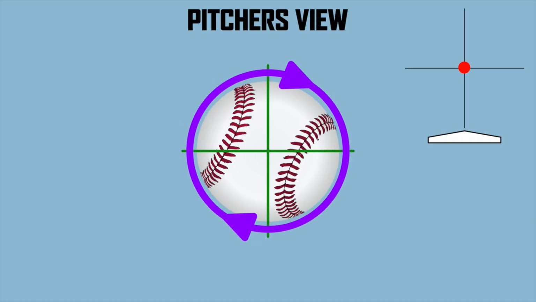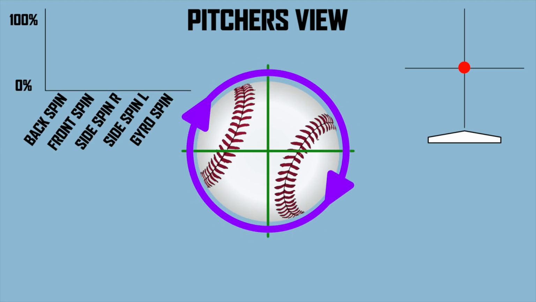Similarly with a bullet, it spins around in a circle so it stays straight. So you can see in the movement plot up here in the top right corner that this ball is going to move dead straight. It's not going to rise or fall or move to the right or move to the left. It's going to be dead center. So it's important to understand that gyro spin is going to produce no movement due to spin. And you can see in the top left corner here, I have backspin, front spin, side spin to the right, side spin to the left, and gyro spin. So the ball spinning like this is going to produce 100% gyroscopic spin.